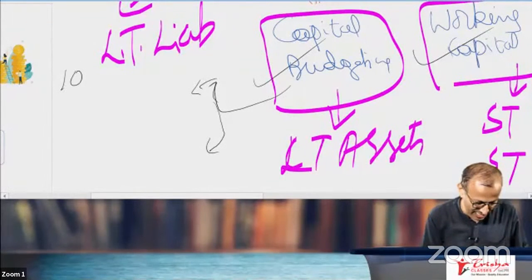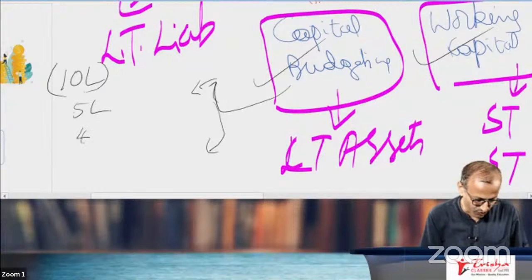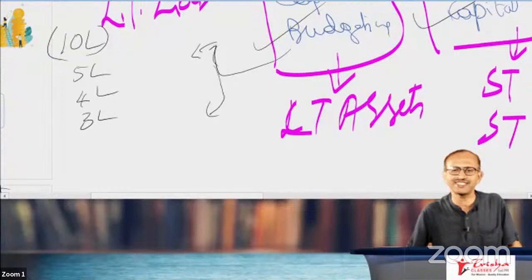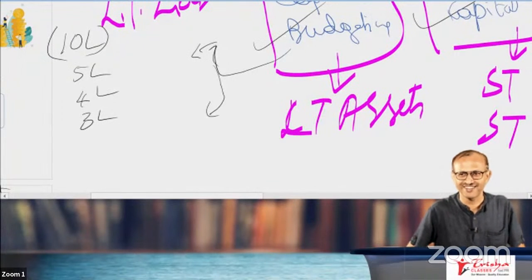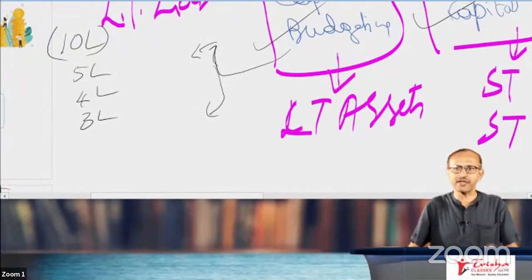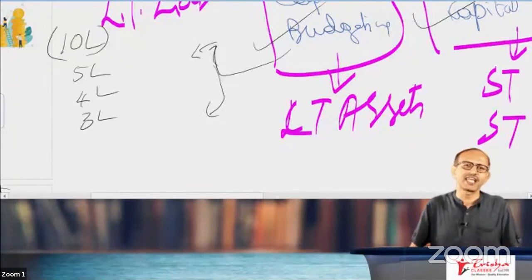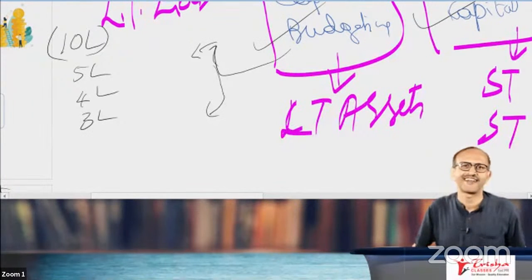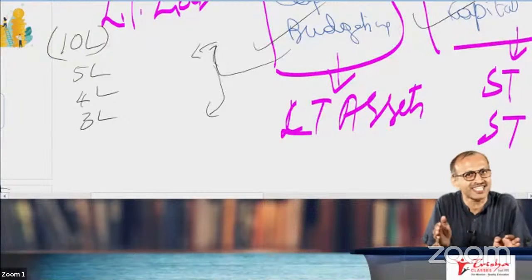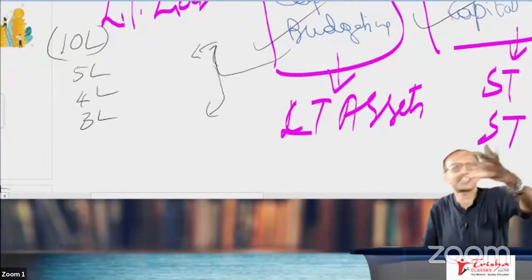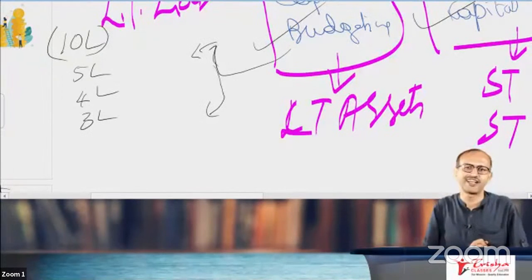Example, 10 lakh I invested, but I will get 5 lakh, 4 lakh, 3 lakh. How much will I get altogether? 5 plus 4 plus 3, how much? No, it's not 12. That's the major fundamental you have to know. You learnt in maths that 5 plus 4 plus 3 equals 12. Whereas here, 5 plus 4 plus 3 is 12 only when you get all of it today. If you get it 1 year later, 2 years later, 3 years later, then that is not equal to 12.